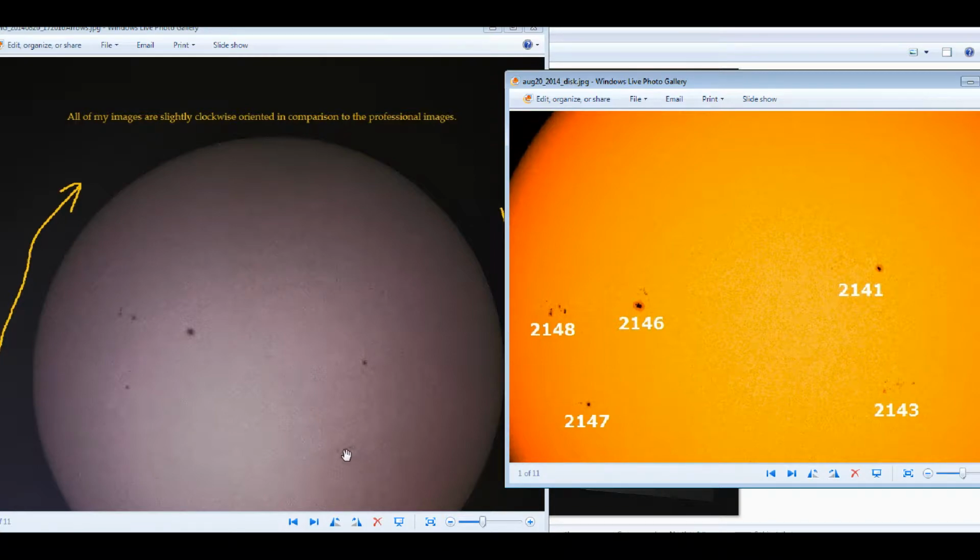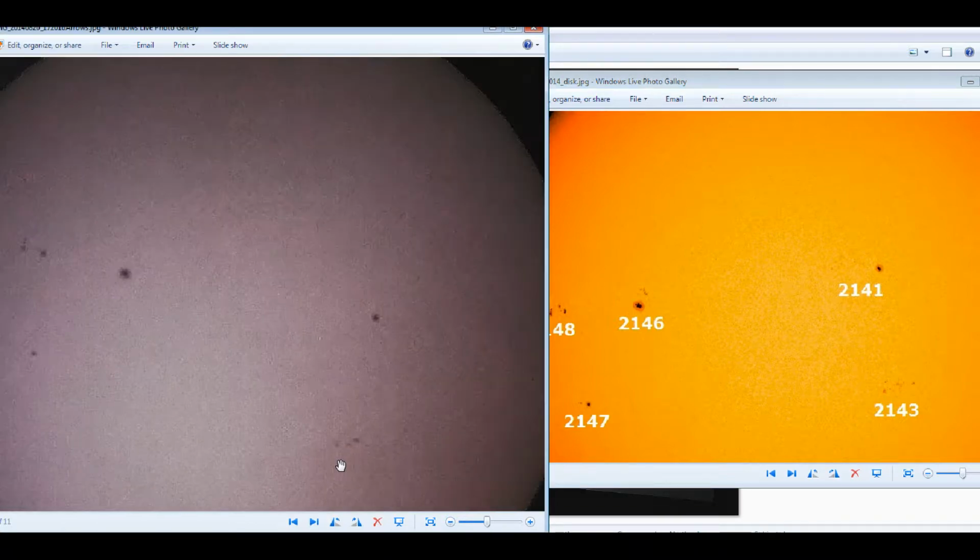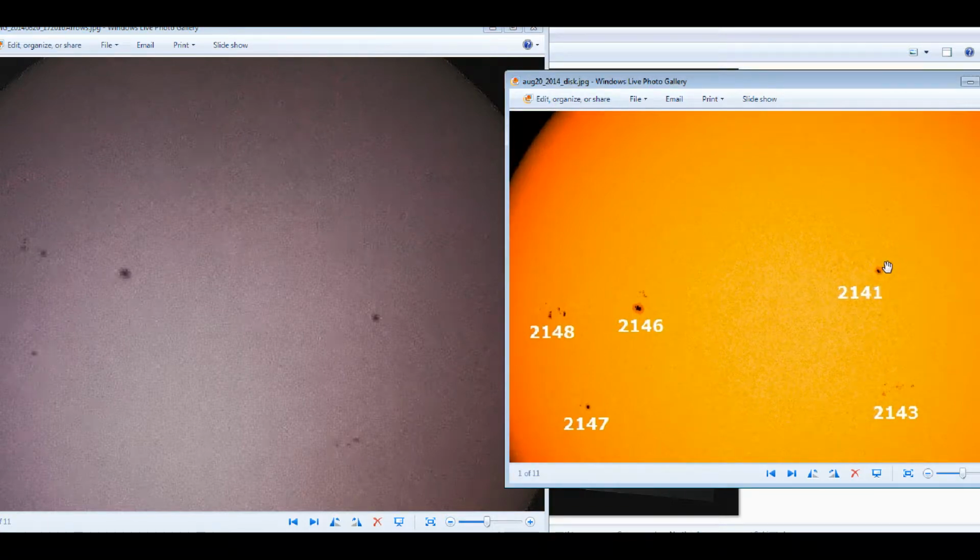So you can see that this blotch here, this 2143 area, that's definitely that area, which I was very excited to find out that I was able to actually see this detail. I'm very excited about this. But you can see that on the professional photo, 2141 and 2143 are, 2143 is down to the right, where mine is down to the left.